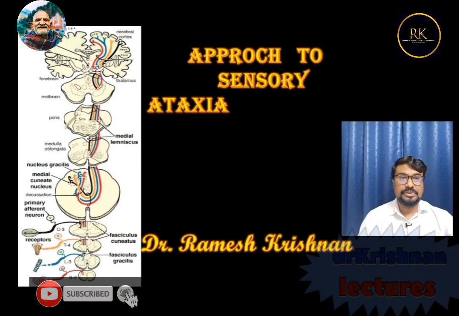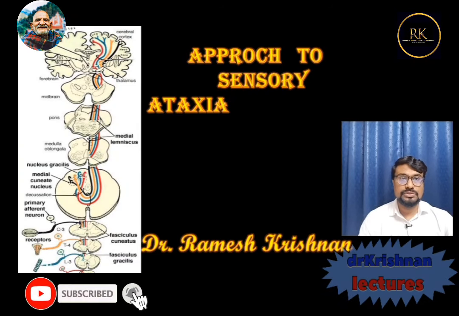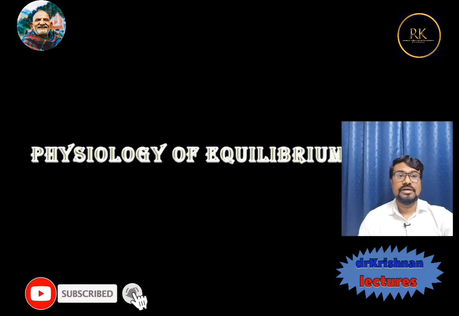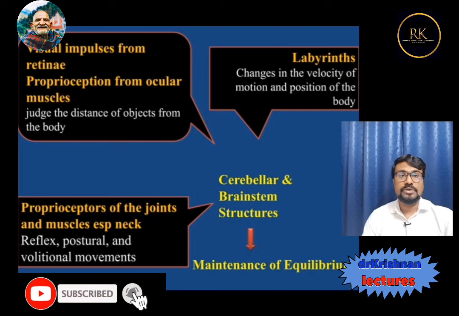In this lecture video, I will discuss the approach to sensory ataxia. Physiology of equilibrium includes the visual impulse from the retina and proprioceptions from ocular muscles, labyrinthine inputs which sense the change in velocity of motions and positions of the body, and proprioceptions of the joints and muscles of the neck. These impulses are sent to the cerebellum and brain stem structures which maintain the equilibrium of our body.